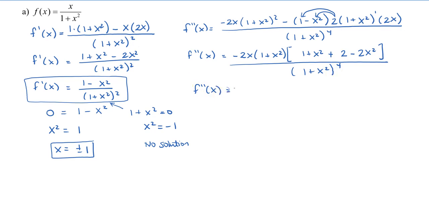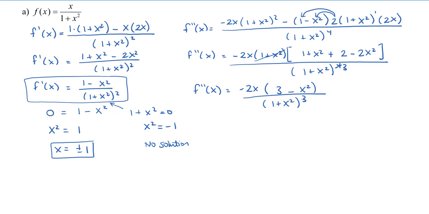So let's continue to do a little bit of simplifying before I do some plugging in. I see that there's one of those at the top, so this is going to be 3. So now I have negative 2x, and 1 plus 2 is 3, and then I have plus x squared minus 2x squared, so I have negative x squared. And then all divided by 1 plus x squared, now to the power of 3.